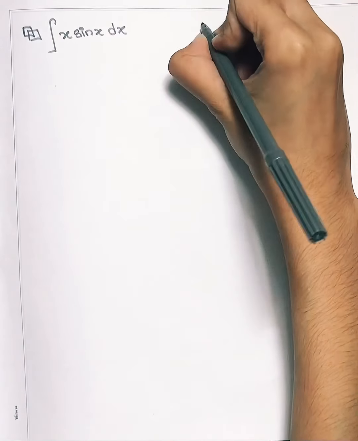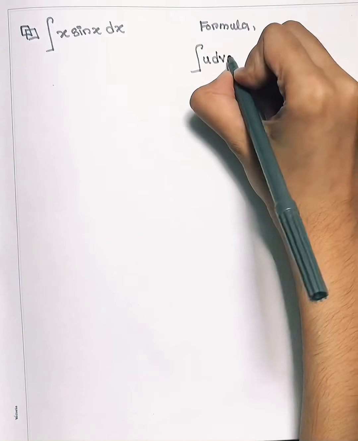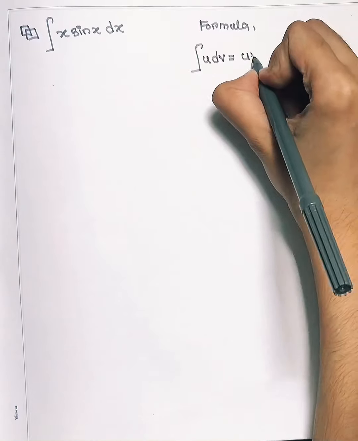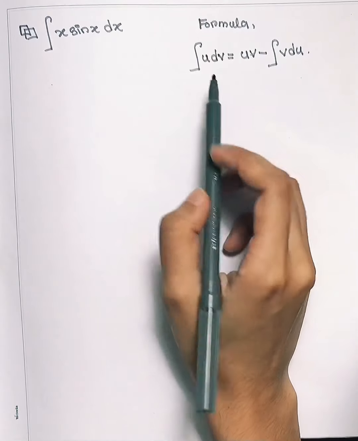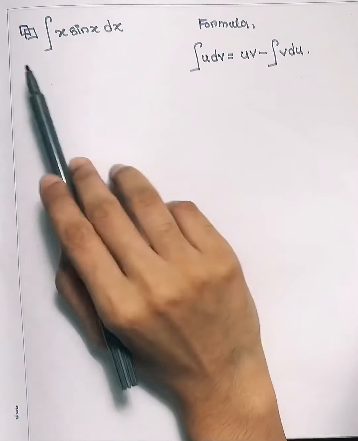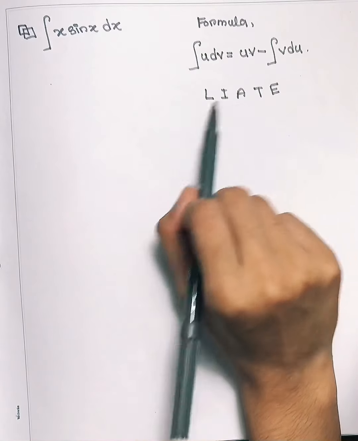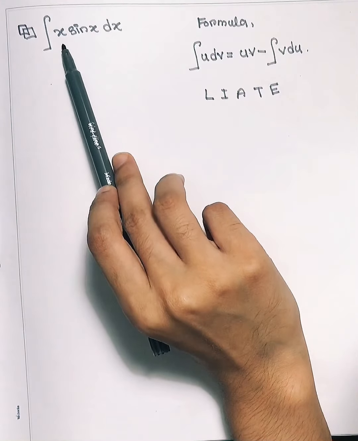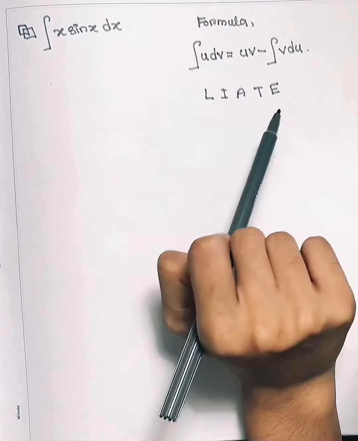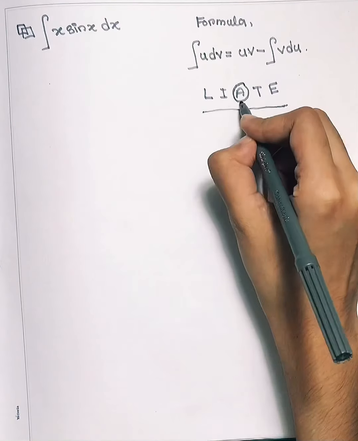So I have taken an example here. For solving it, at first let me write down my formula: integration of u into dv is equal to u into v minus integration of v du. Which one will be my u and which one my dv in this problem? We follow this order. In our question we have one algebraic function and one trigonometric function. According to this order, the algebraic function comes first, so this will be my u.